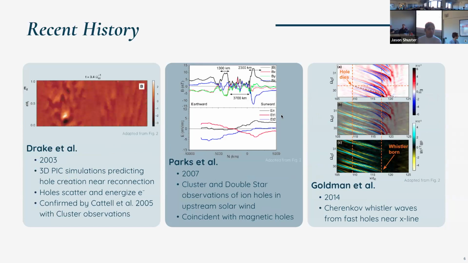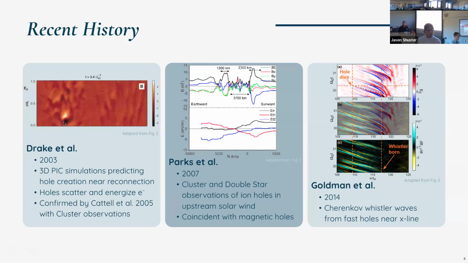All right, so more recently, we have some 3D PIC simulations that actually predicted hole creation near areas of reconnection. So that was this Drake et al. picture, and they found that actually the holes scatter and energize electrons, which, electron acceleration is just kind of a broad topic, so it's interesting that holes can play a role in that.